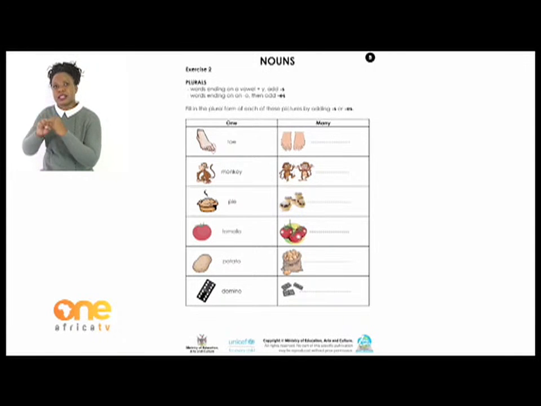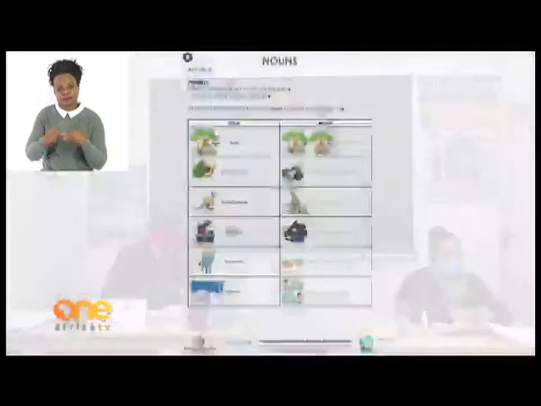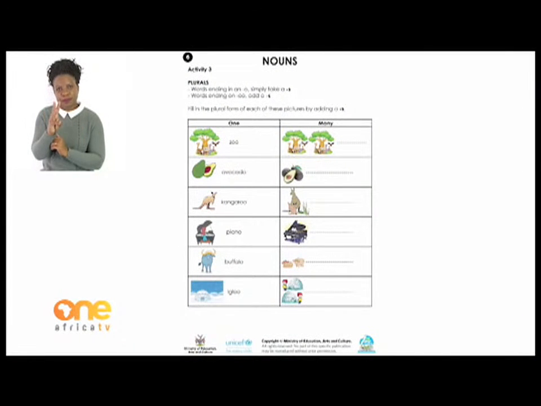Let's turn our books to page 6, activity 3. Words ending in an O, simply add S. Words ending in double O, add S. Our first example, zoo. Zoos, where we are just adding S. So you will do avocado, kangaroo, piano, buffalo, eagle.